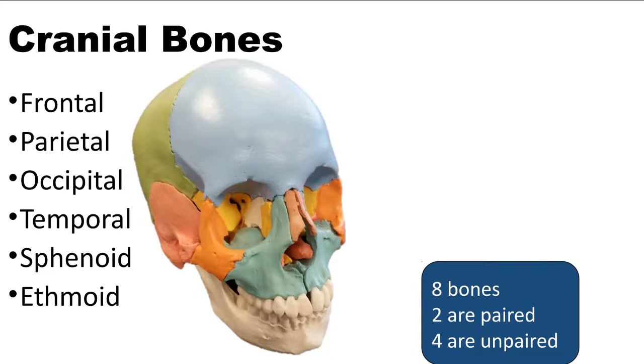There are 8 bones because there are 2 that are paired. The temporal bone and parietal bone are paired bones, meaning there's one on one side and there's one on the other side.